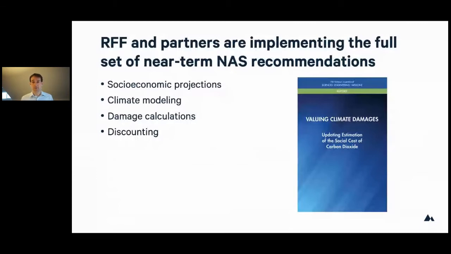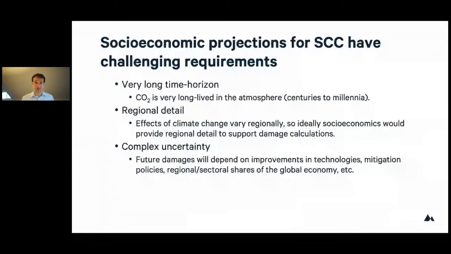Now, the socioeconomic projections for the social cost of carbon have really challenging requirements. For one, they have a very long time horizon because CO2 is very long-lived in the atmosphere, longer than a century. They need regional detail to support regional damage calculations, and they have really complicated uncertainty in that the future damages depend on improvements in technologies, mitigation policies potentially, changes in sectoral shares of the global economy, and so on. So it's a really tough set of pieces to try to put together to generate projections for estimating the SCC.